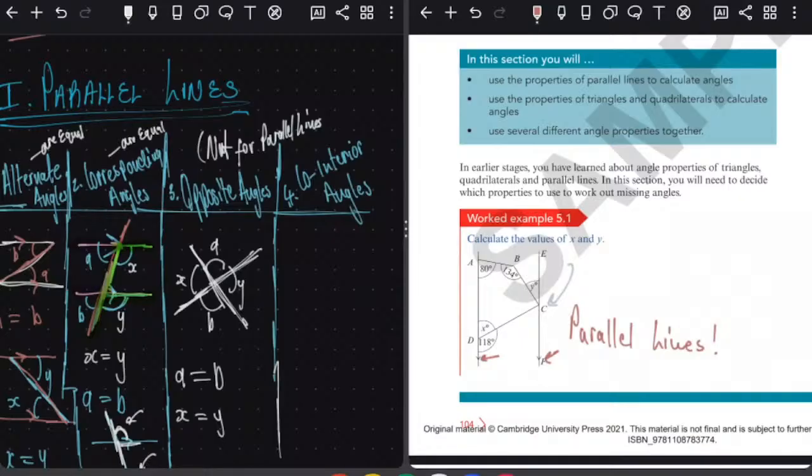Have you seen that? We don't know their size, but they're equal. A and B are equal. X and Y are equal because they're opposite.